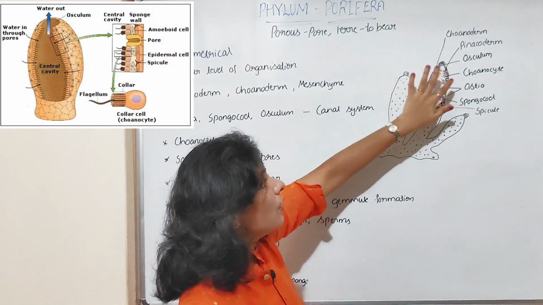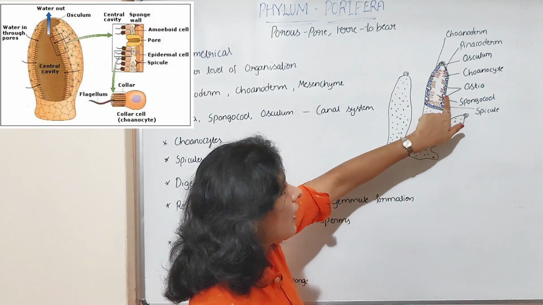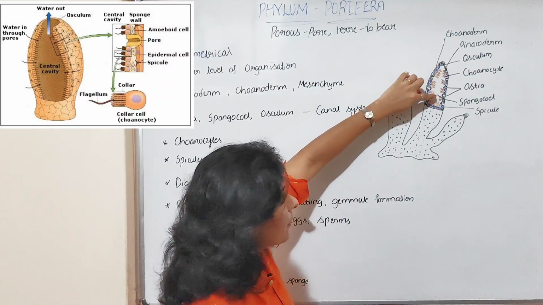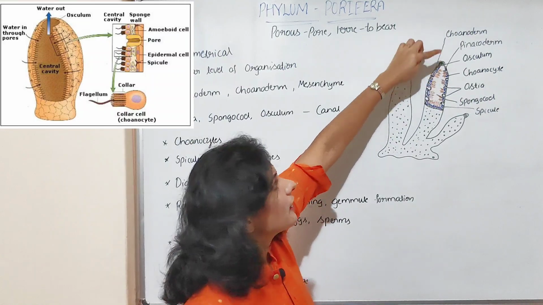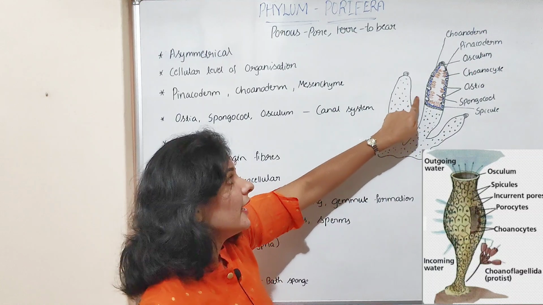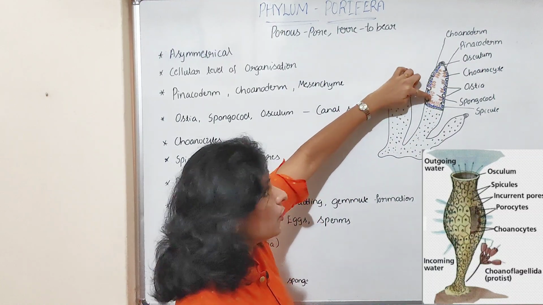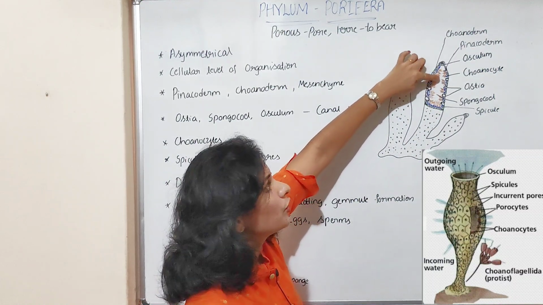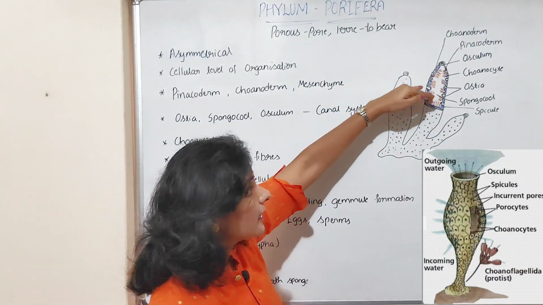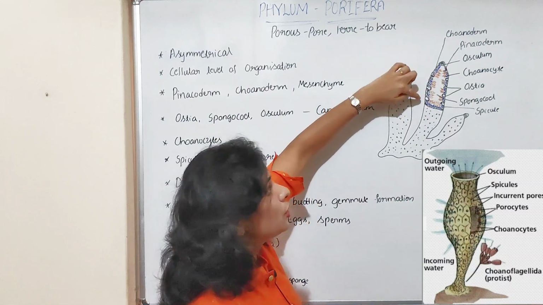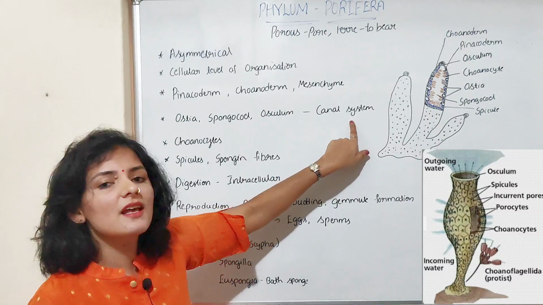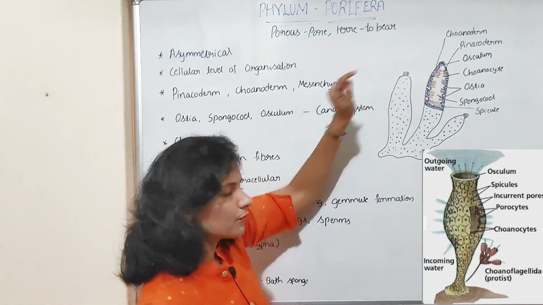So water from the outside enters through the ostia into the central cavity, the spongocoel. Later, from the spongocoel, water moves out through the large opening called the osculum. This system of passage of water through the poriferan is called the water canal system, meaning passage of water through the body of these poriferans.